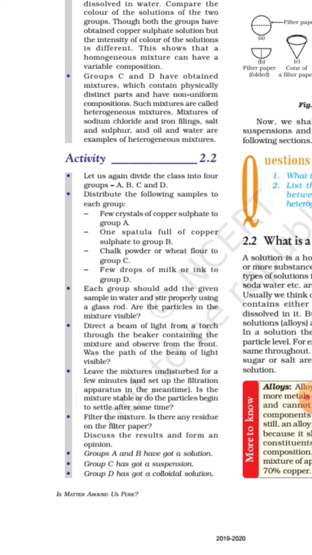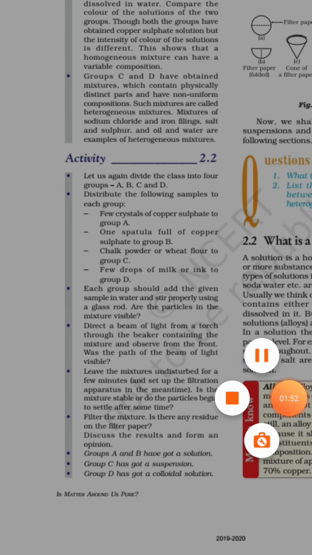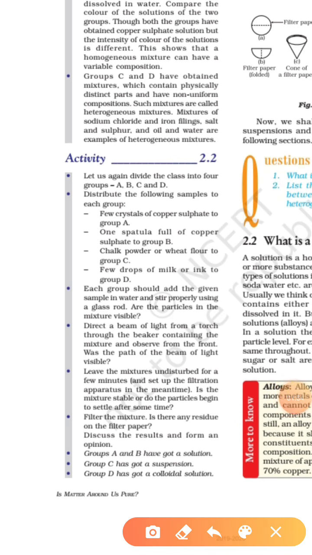For group A, a few crystals of copper sulfate. First of all, we are just giving the solid components, nothing liquid, nothing else. We are giving a few crystals of copper sulfate to group A, and one spatula full of copper sulfate to group B. We are giving the same thing to both groups, but the quantity is different. In the first case a few crystals, but in the second case the same thing, a spatula full of copper sulfate. The quantity is more in case of B.